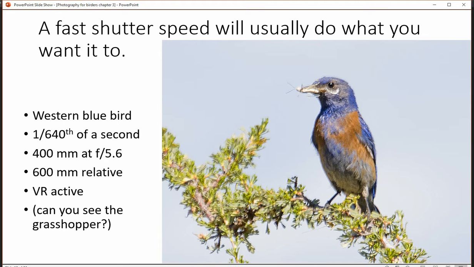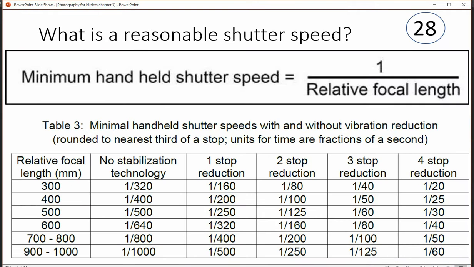So there is no one shutter speed that works. There is no one rule of thumb in terms of shutter speed. There is a variety of factors to consider, and that's one of the tricky parts about doing photography with birds.